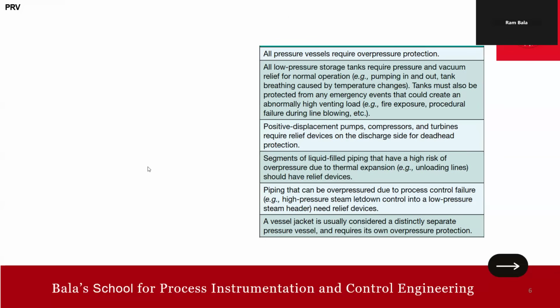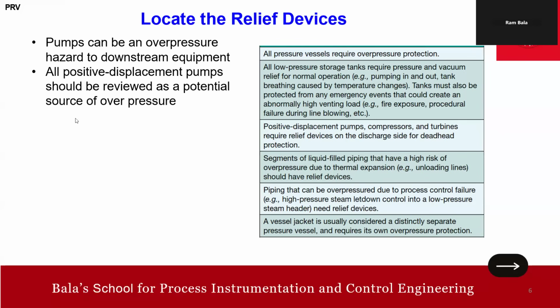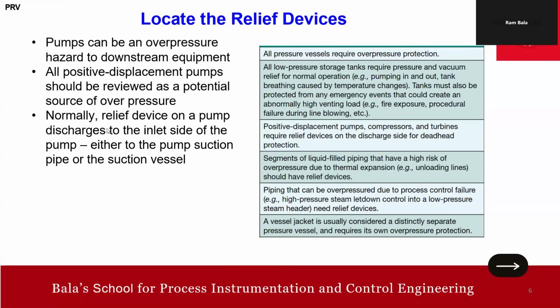Okay. Then pumps. Pumps can overpressure downstream equipment, right? Yes. So all positive displacement pumps should be reviewed as a potential source of overpressure. Normally, the relief device on a pump discharges to the inlet side of the pump, either to the pump suction pipe or the suction vessel. Okay. The relief device on a pump discharges to the inlet side of the pump.